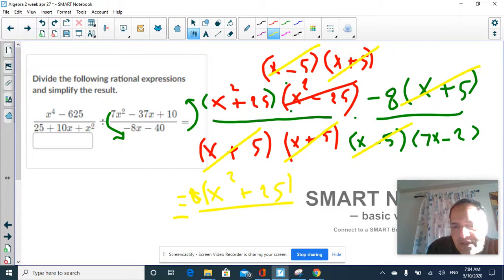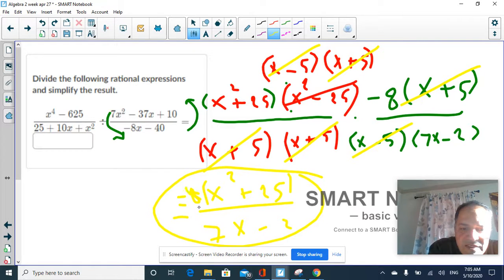And at the bottom you have 7x minus 2. This is your function in simplest form, but this is negative 8, by the way.